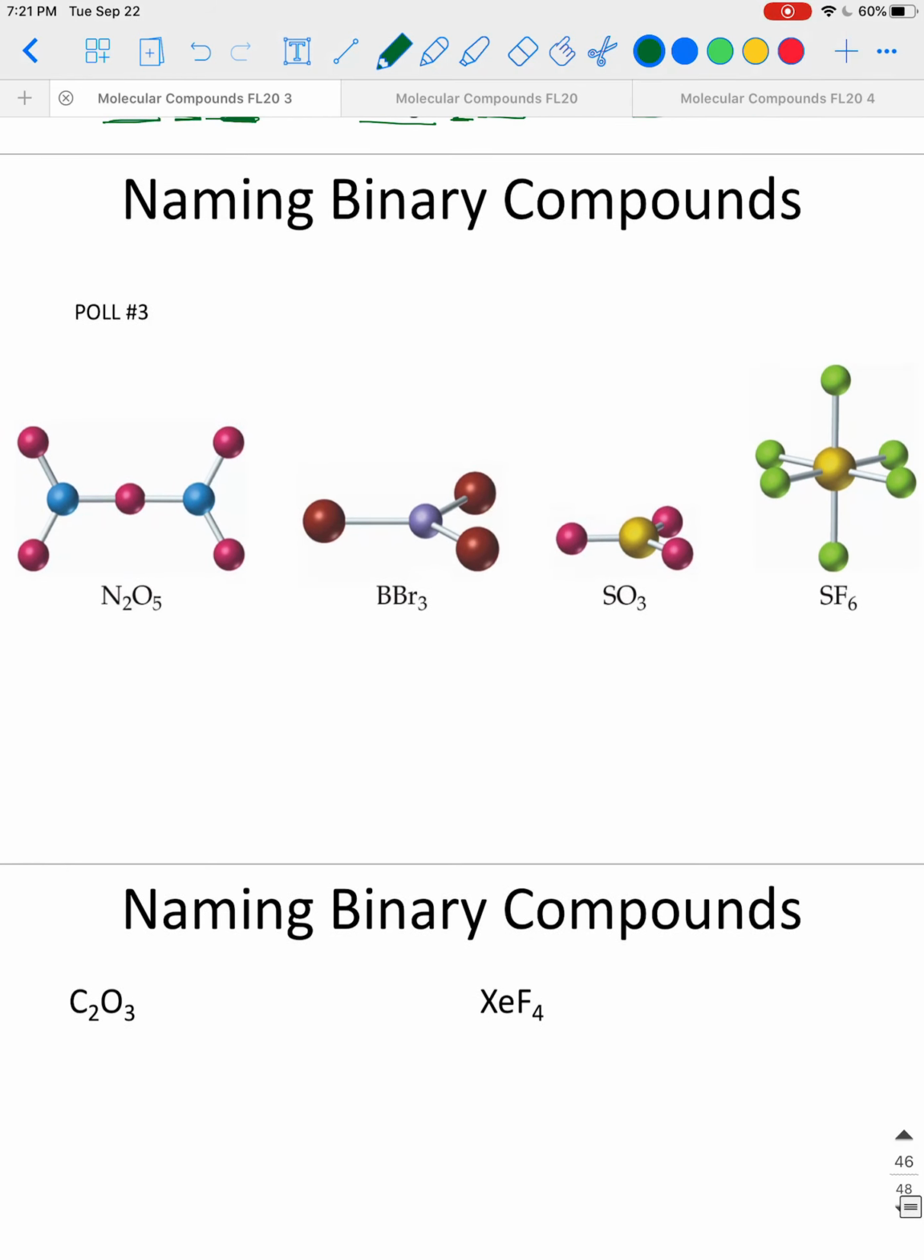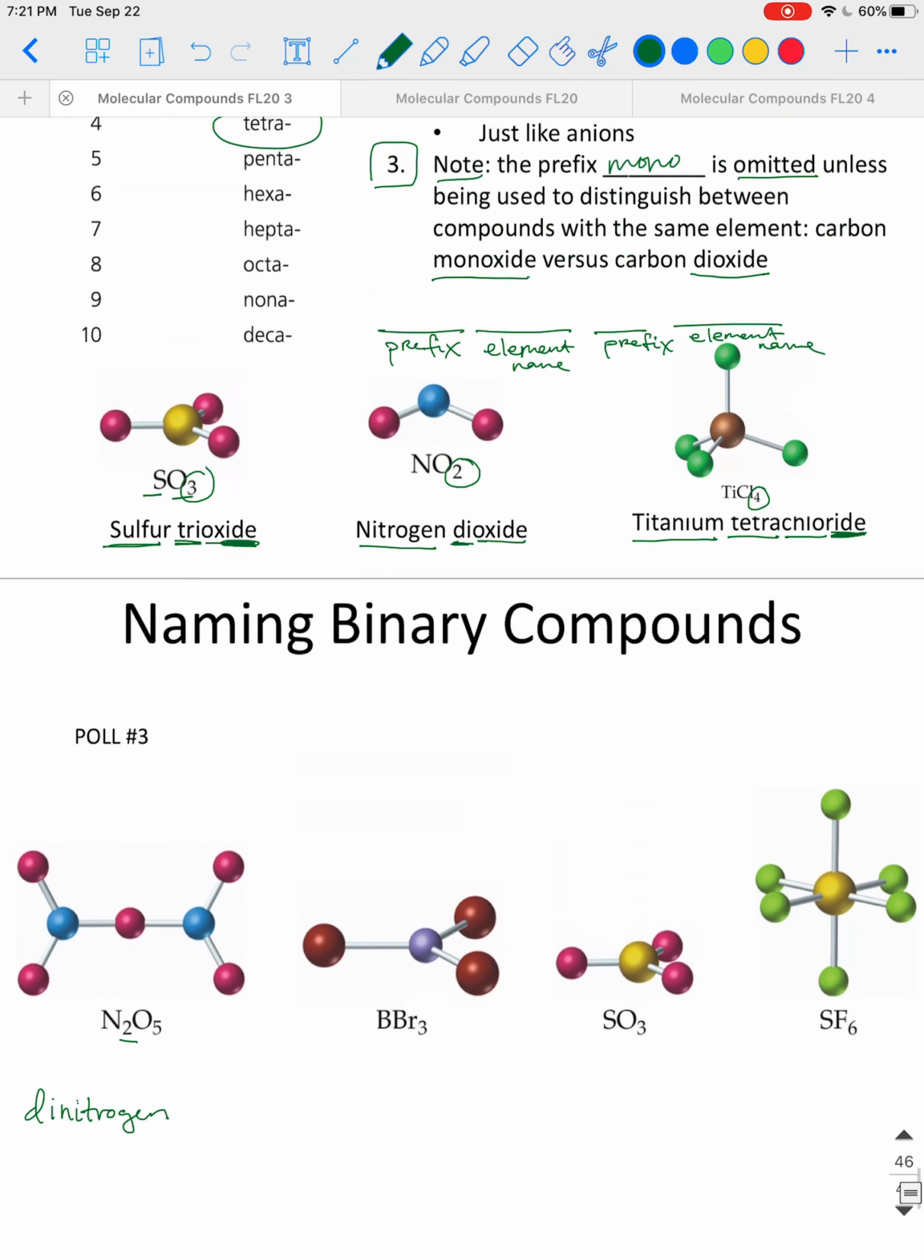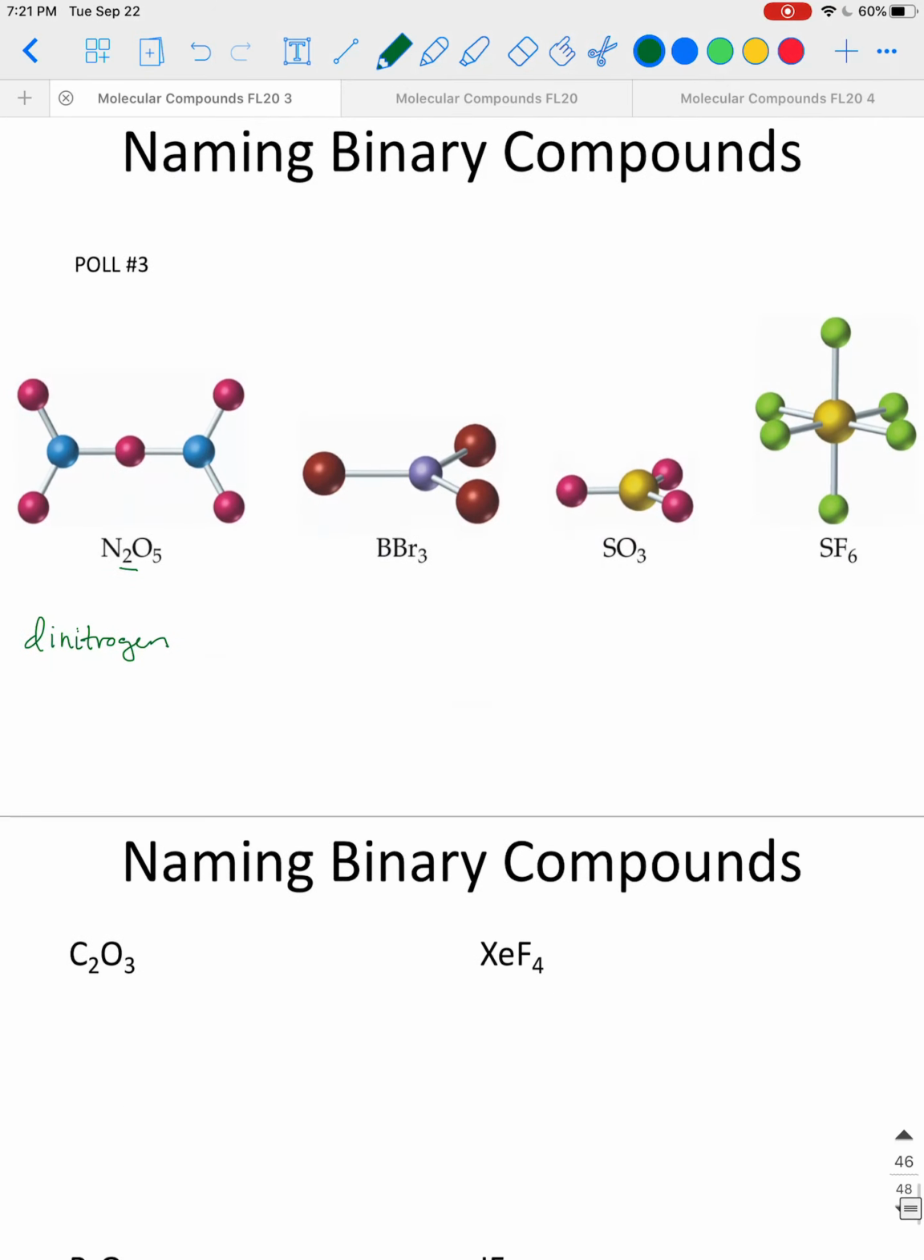So let's look at a really good example. This was going to be a poll question, but I think we can name them without it, obviously I can't do a poll on a video. So we have 2, and we're going to write the first element, the less electronegative element first. That's going to be nitrogen. And the prefix for 2 was di. So di. That's my fridge, everyone. Dinitrogen, and we do not change the ending here. We only change the ending of the second element. Okay? Let me put IDE up here.